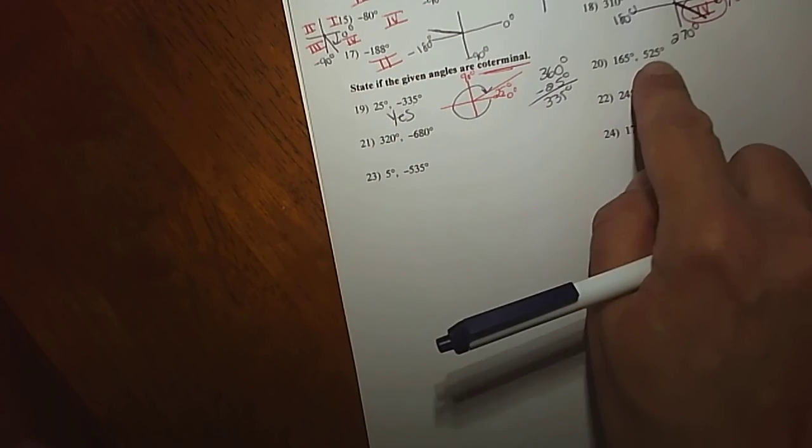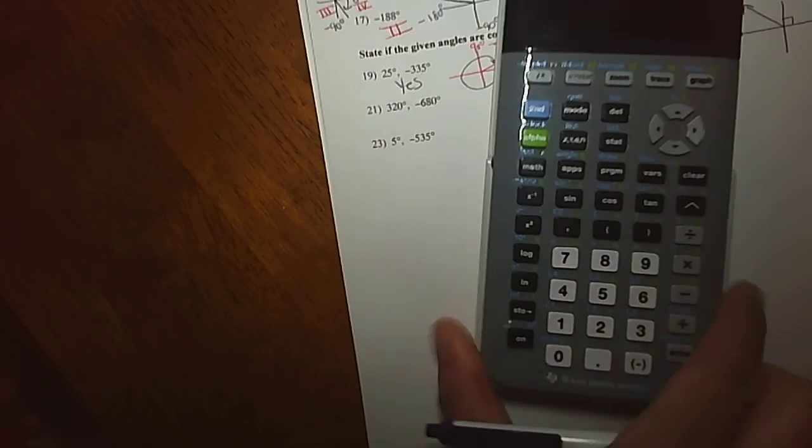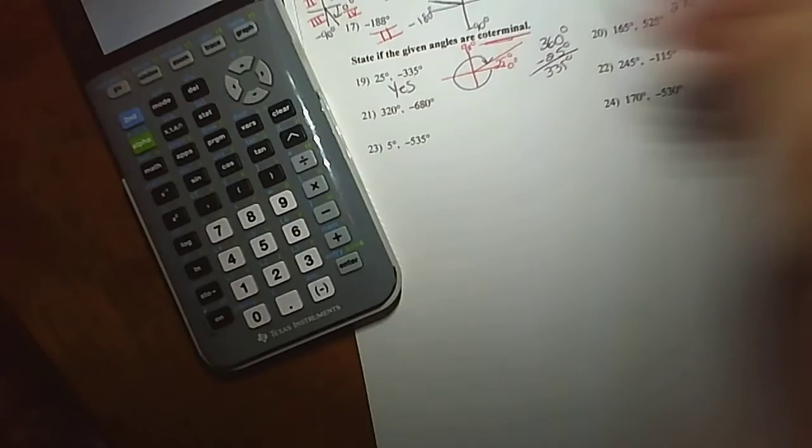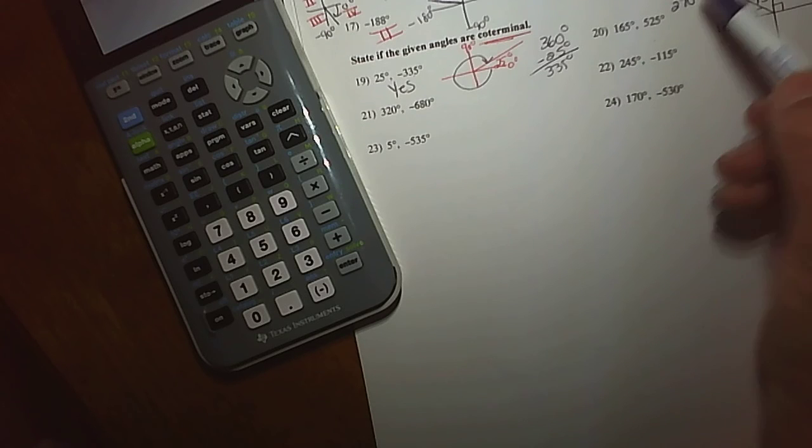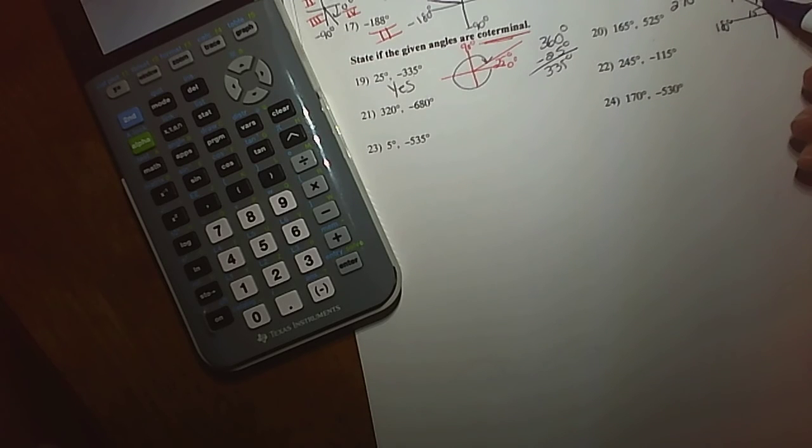All right, number 20, 165. That's 0, 90, 180. 165 puts me there, right? So from here to here is 90, right? What's 165 minus 90? 75. Okay, that means this corner would be 75, and this corner would be 15 because these two have to add up to be 90.